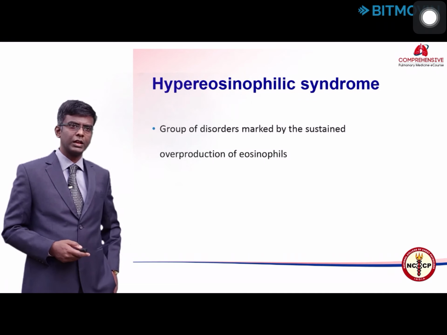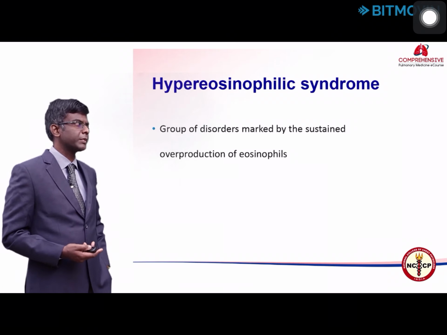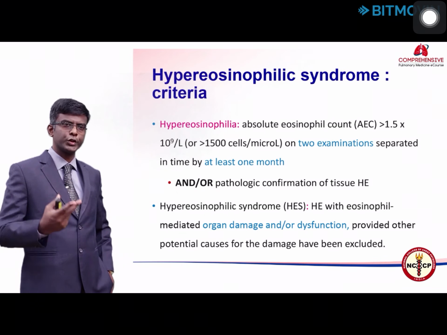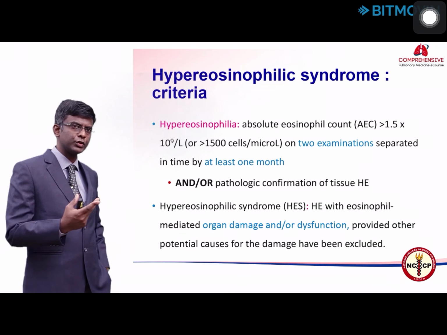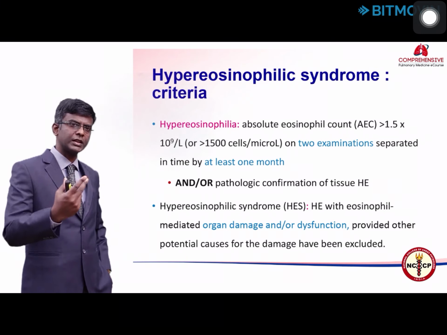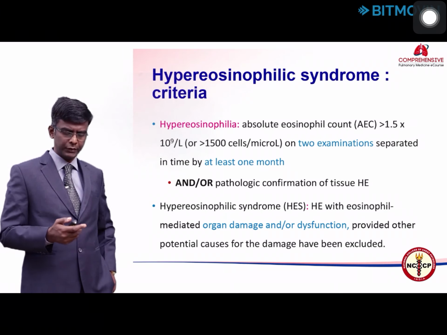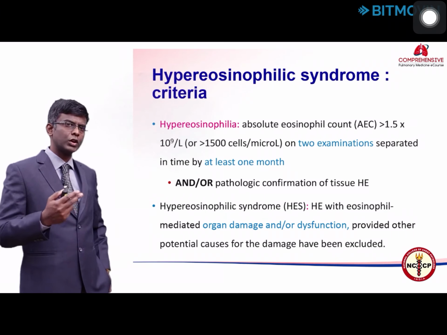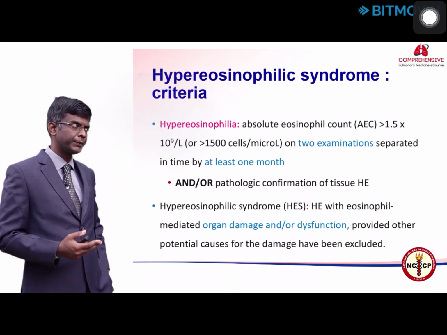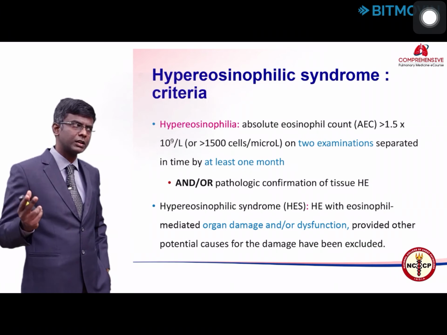Hypereosinophilic syndrome is another important entity. It's a group of disorders marked by sustained overproduction of eosinophils. We need to remember two terminologies here, hypereosinophilia and hypereosinophilic syndrome. When do you say that the patient has hypereosinophilia? When the absolute eosinophil count is more than 1500 cells per cubic microliter of blood on 2 examinations separated in time by at least 1 month.